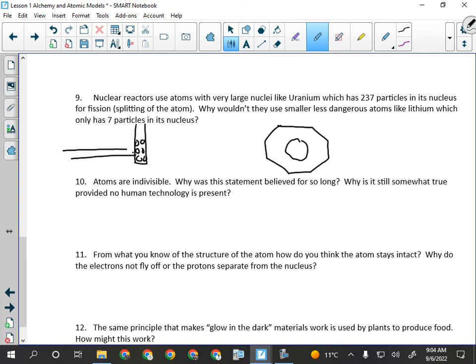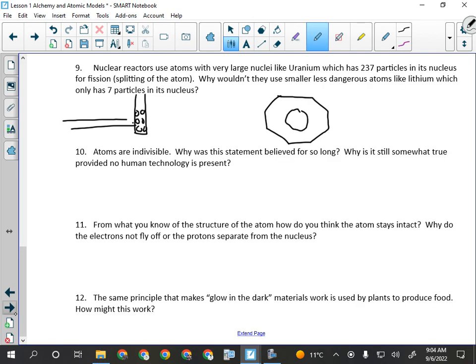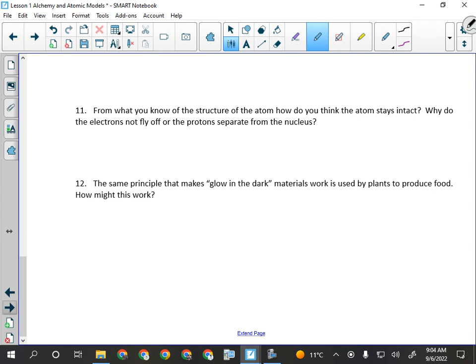All right. For number 11, from what you know of the structure of the atom, why do you think the atom stays intact? Why don't the electrons fly off? Well, electrons are negative, protons are positive, so they are attracted to each other, just like the Earth is attracted to the sun and the moon is attracted to the Earth. They move in an orbit that's stable, and they don't fly off.